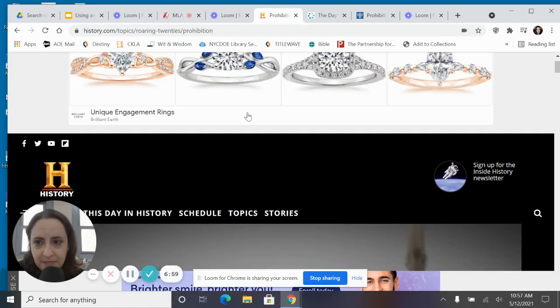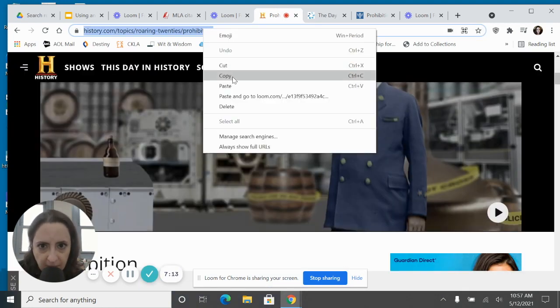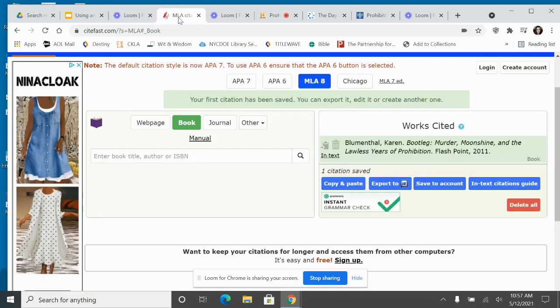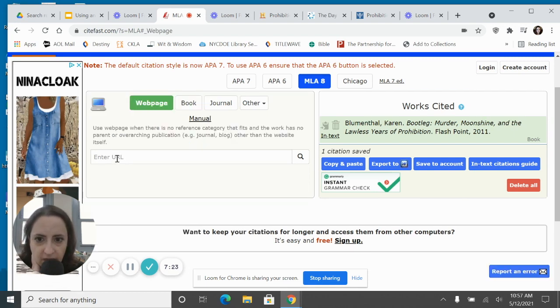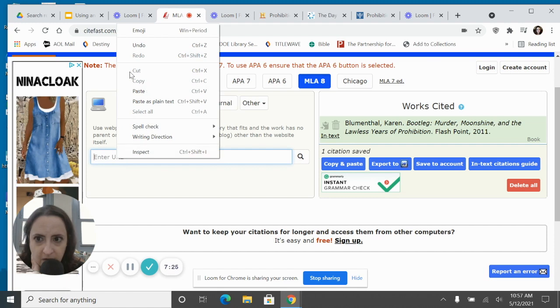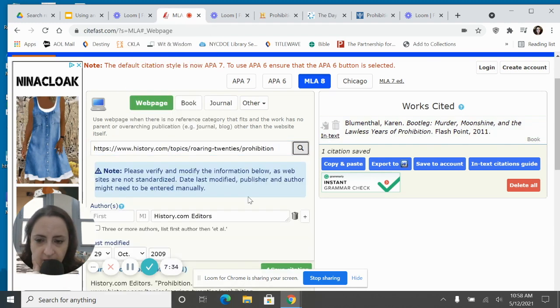I found a website on history.com. I'm going to take the URL up on the top. I'm going to copy and paste it. I'm going to go back to CiteFast. And my next source is a web page. So I'm going to click on web page, enter the URL. I'm going to paste it in here. Search. And there it is.